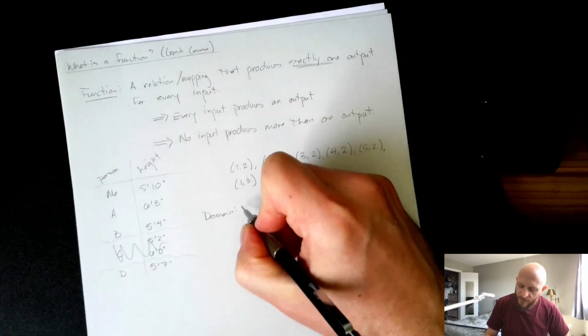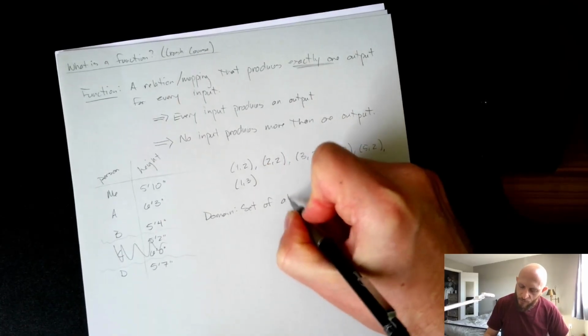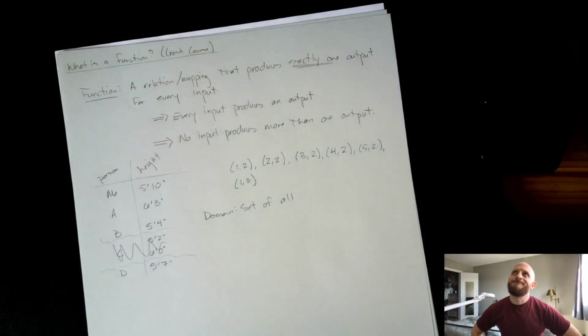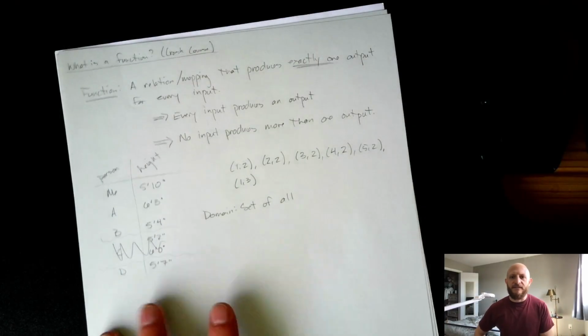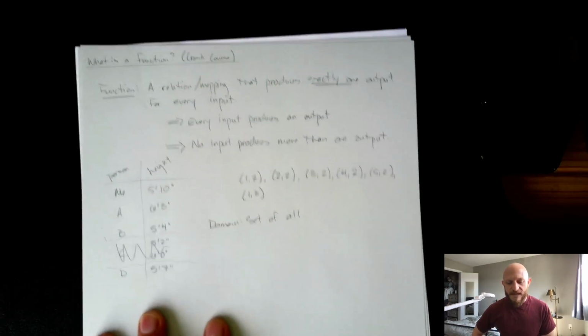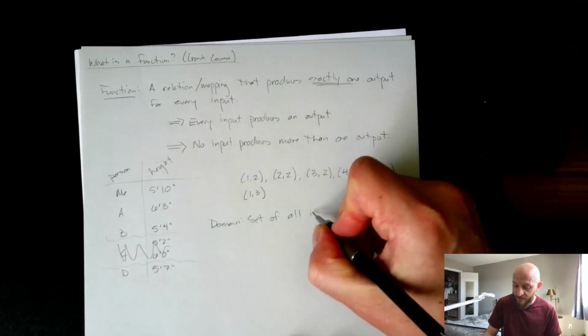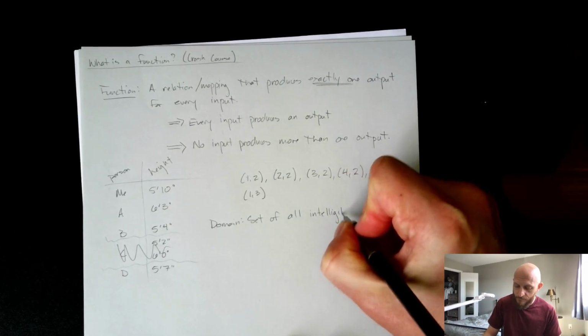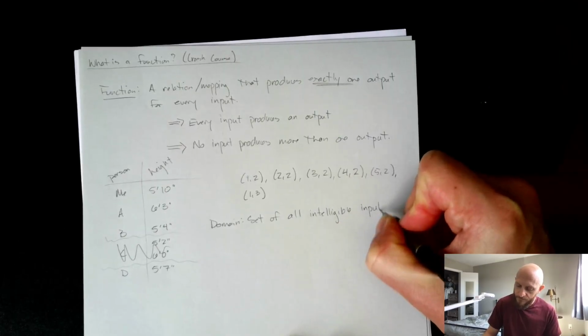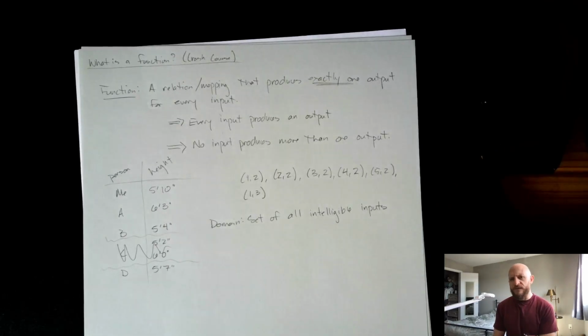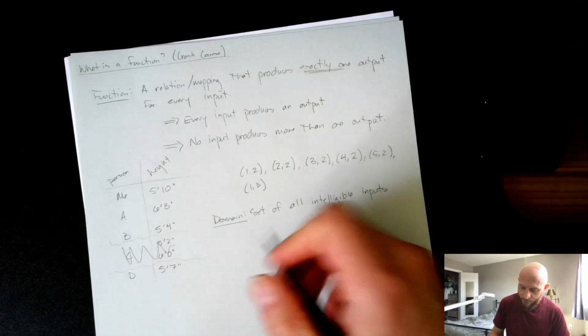So the domain is the set of all inputs. Informally I want to say that, but it feels a little more precise to say the set of all intelligible inputs. So all of the inputs that actually make some sort of sense to put in, and in particular inputs that aren't going to cause problems. So that's the domain.